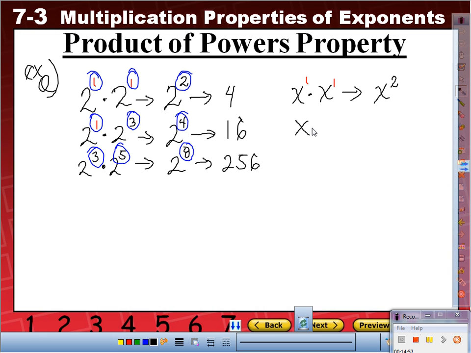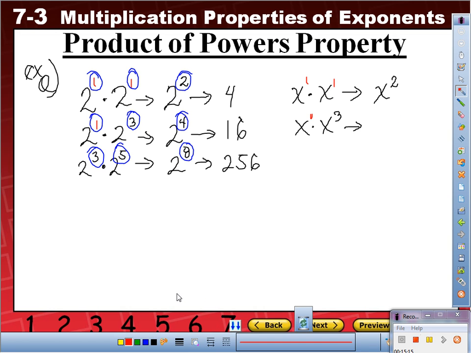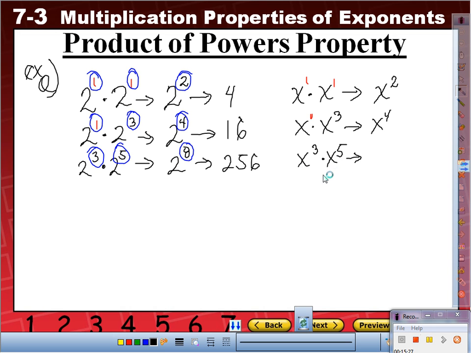How about this one? This is x times x cubed. The x doesn't have an exponent, so I write a 1. Since they have the same base, this becomes x to the 4th. And this one, x to the 3rd times x to the 5th. You said your property is that if they have the same base, we add the exponents. So this is x to the 8th. And you see how it works with numbers and it works with variables.